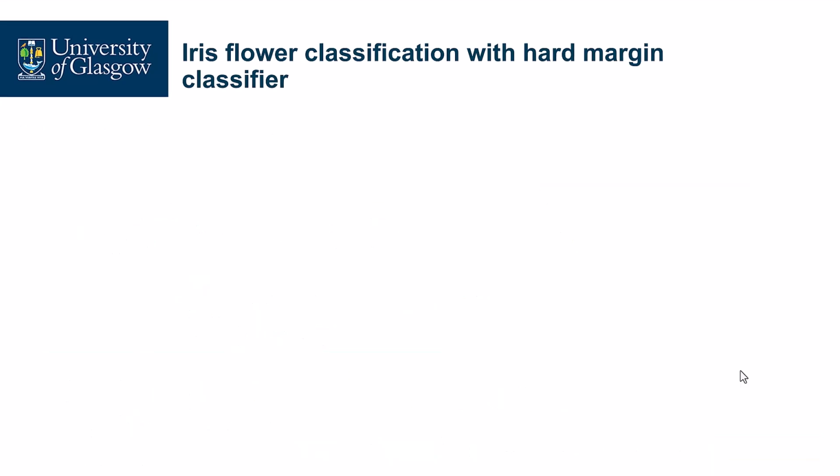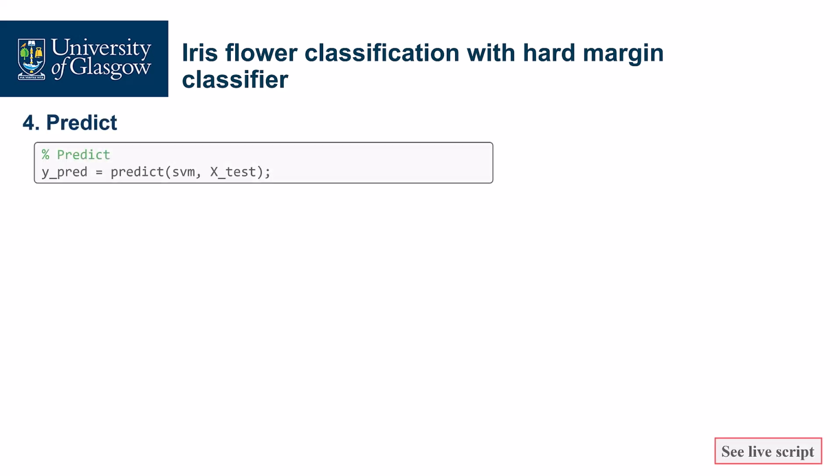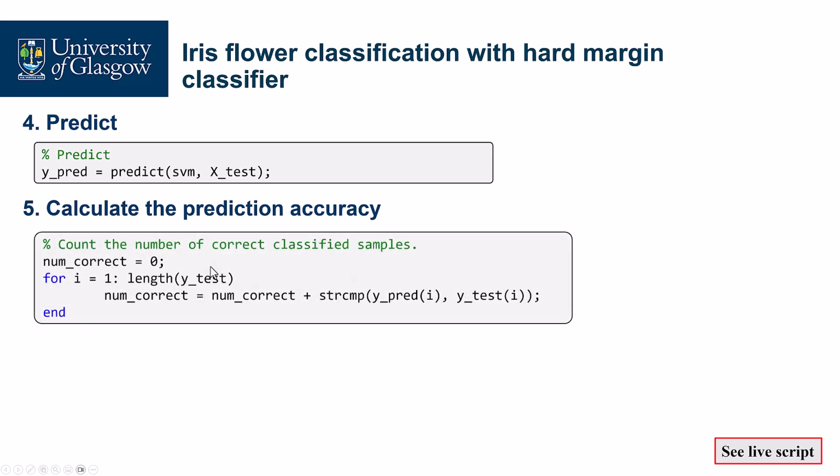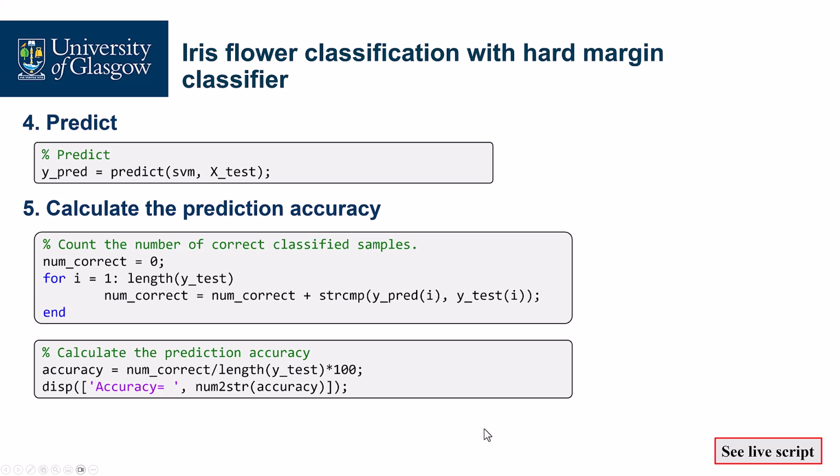After we train the classifier, we can use it to predict the test data, right? Using the predict function, the output SVM, this is the object as in the last slides, and x underscore t, so we put in the test data. Then it will give me the y-pred. After that, we can calculate the prediction accuracy. Let's first count the number of correctly classified samples using these commands. Then we can calculate the accuracy. If you try this example, you will see there is 100% accuracy in this example, right?